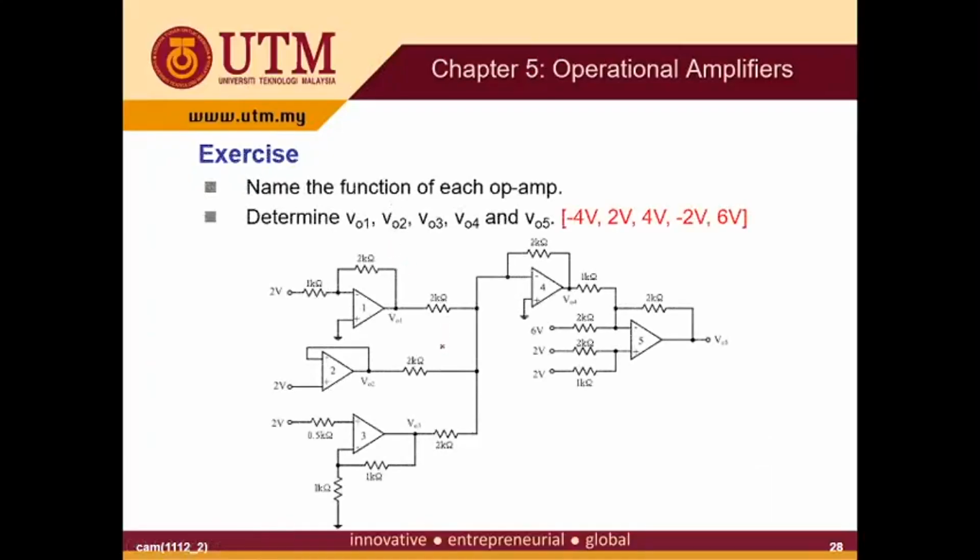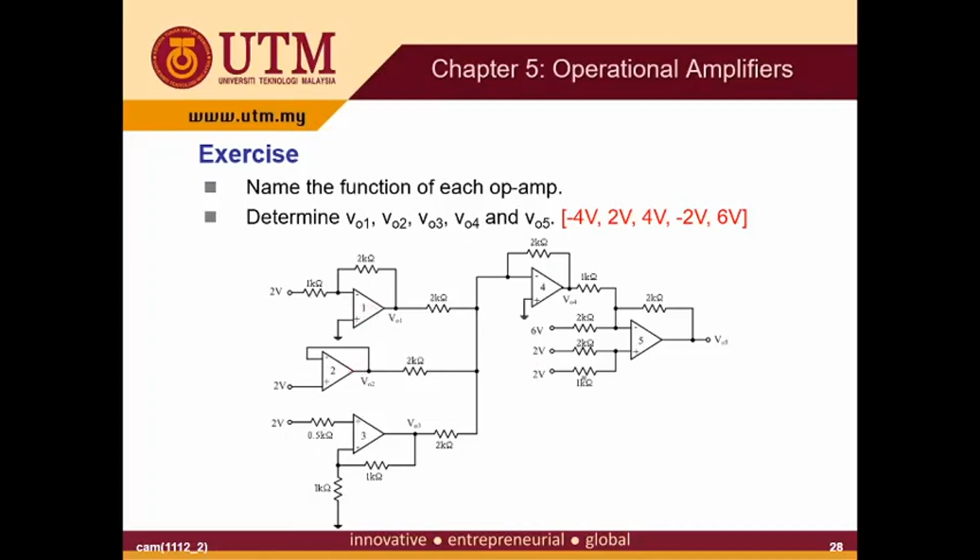We move to the first example. This example is a circuit consisting of 5 op-amps. So we have 1, 2, 3, 4, 5 op-amps. The first sub-question is to name the function of each op-amp. We have learned that op-amps can be used in various applications, or what we call a function. So we want to name all of these 5 op-amps.